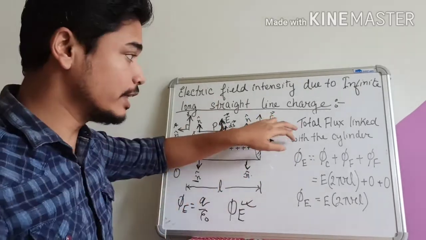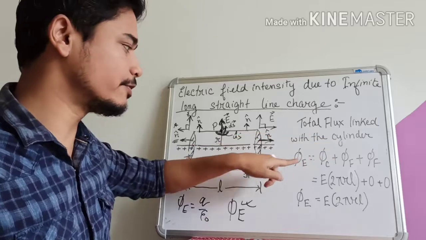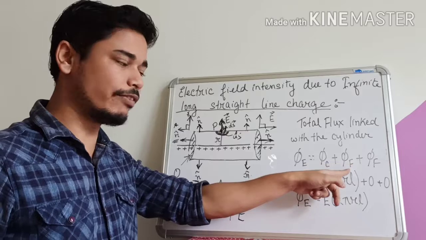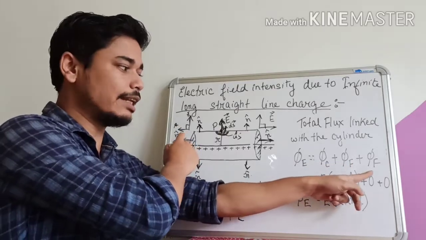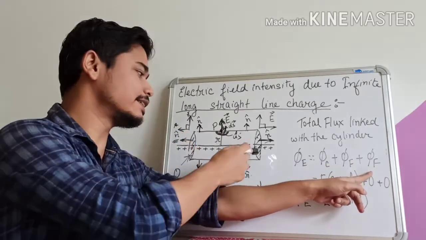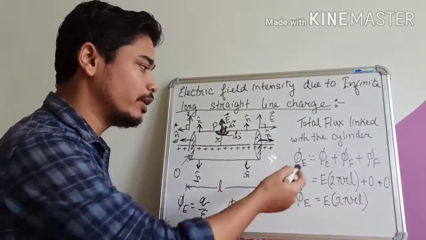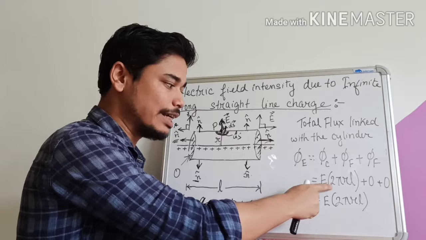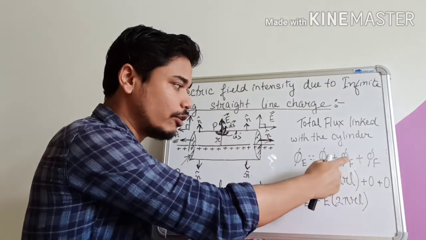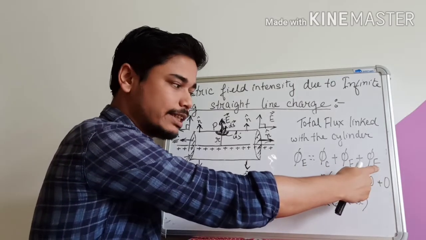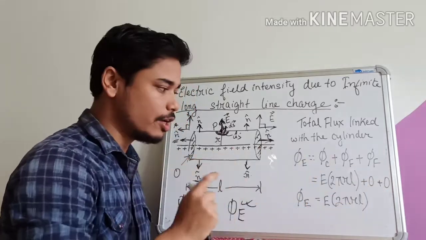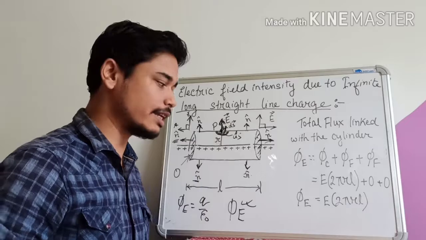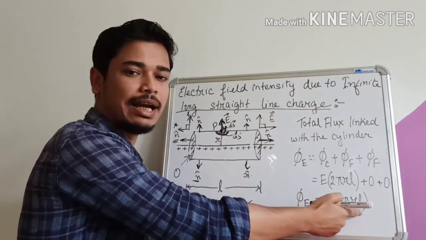That is, the total electric flux linked with the cylinder is phi E, that is equal to phi C, which is for the curved surface, plus phi F, first flat surface, plus phi F, that is the second flat surface. We got the value of flux for the curved surface, that is E into twice pi RL. Okay. For the first flat surface we have 0, and for the second flat surface we have 0. So what is the total electric flux linked with this whole cylinder? That is equal to E into twice pi RL.